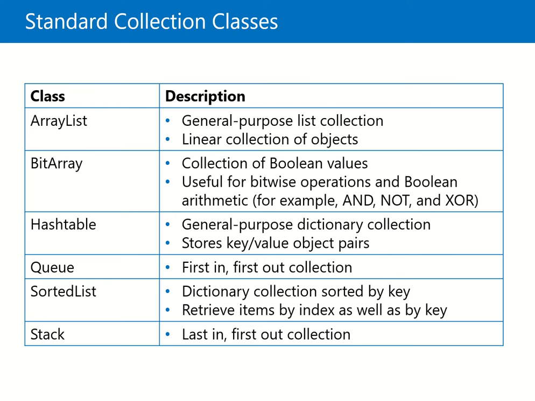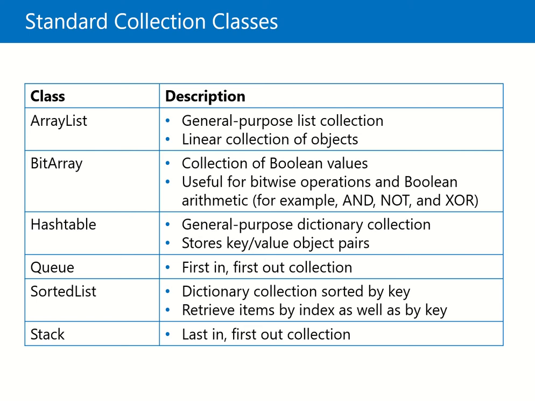Another class that is commonly used as well is the hash table. The hash table is an example of a dictionary, so it has key value pairs. For example, the key value pair could be the name of a property and the value of the property. For example, first name is the key, and the value is Ellie. So, the key value pair.